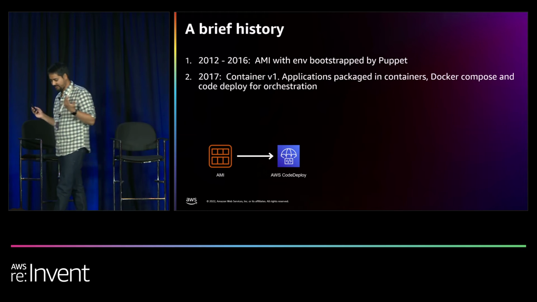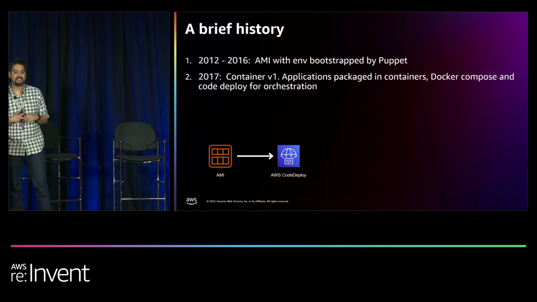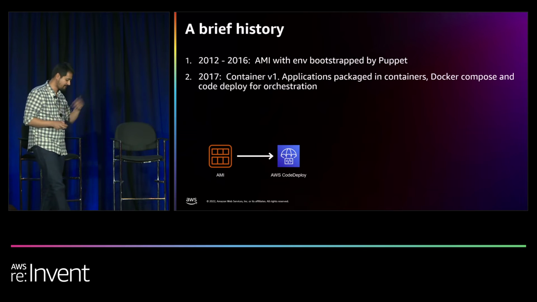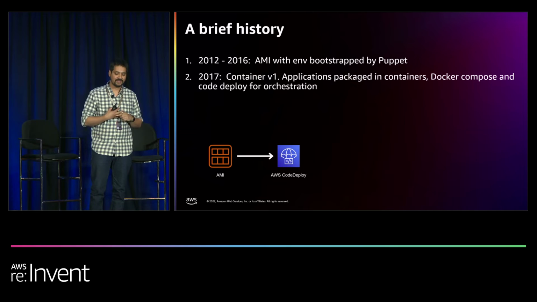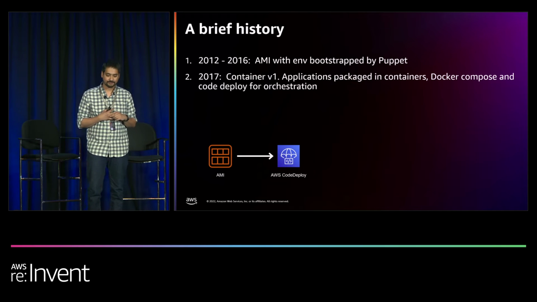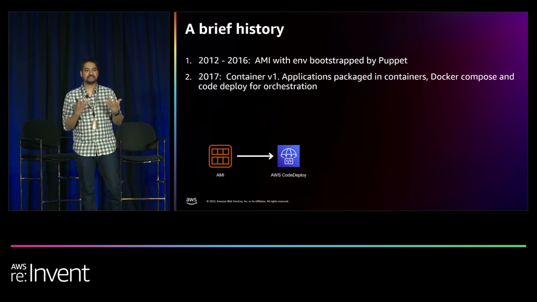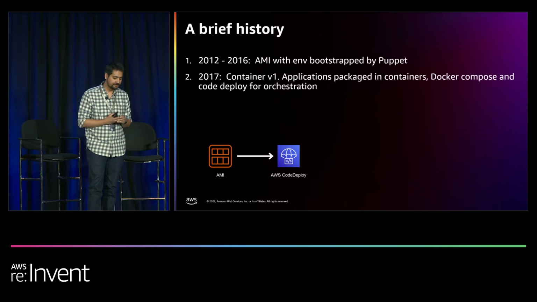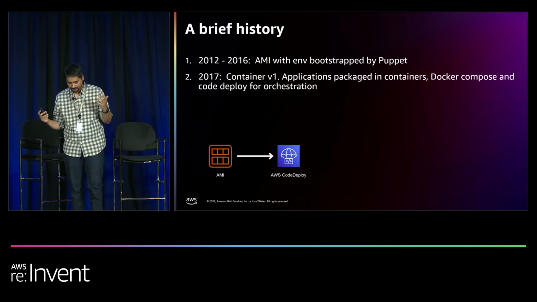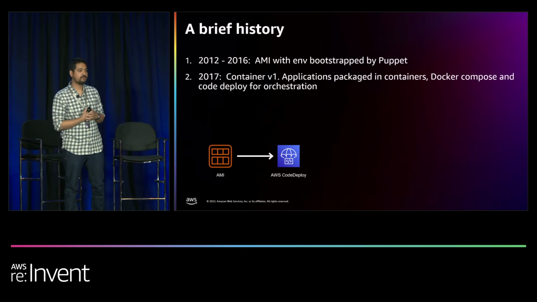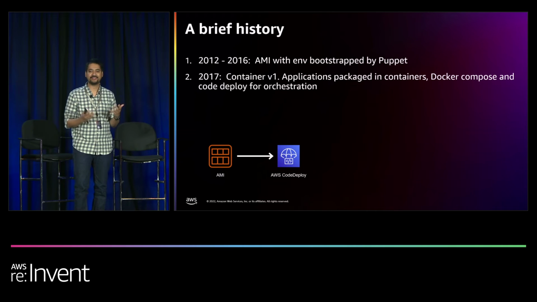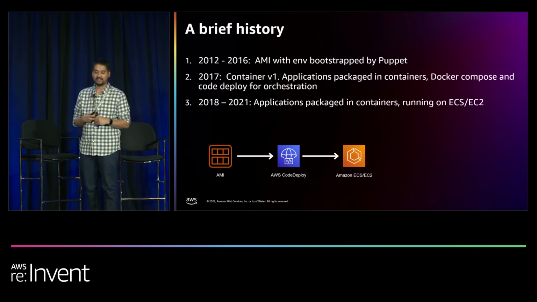And so in 2017, we went to what I think of as container version 1, where we packaged the application inside a container and deployed it with AWS CodeDeploy. No ECS. This worked. But then we realized we were sort of reinventing a container orchestration engine. And that's when we went all in with ECS.